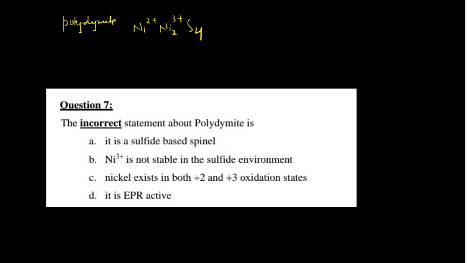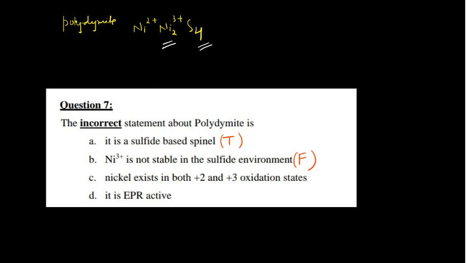So first you check the first statement: it is a sulfide based spinel, true. Nickel 3 ion is not stable in the sulfide environment. This is false. Why? Nickel 3 positive ion is here and it is forming this polydymite in the sulfide case. That means it is stable, that's why it is forming this compound. So the second statement is false, and it is the correct answer in that case.